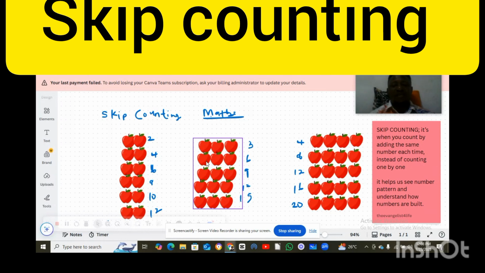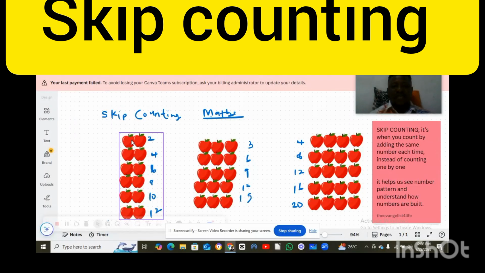So what does skip counting mean? It means to add the same number again and again. For this one, you keep adding 2 again and again. Here, you add 3, and you add 3 again, and again. You can just keep going and going. You add 4 the first time, you add 4 again, and again. So skip counting means to add the same number again and again. I hope you understand this, Ivan.